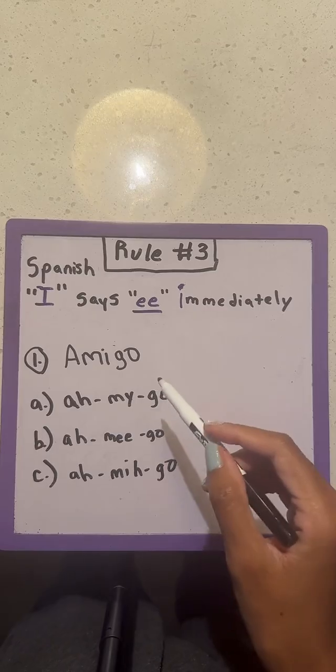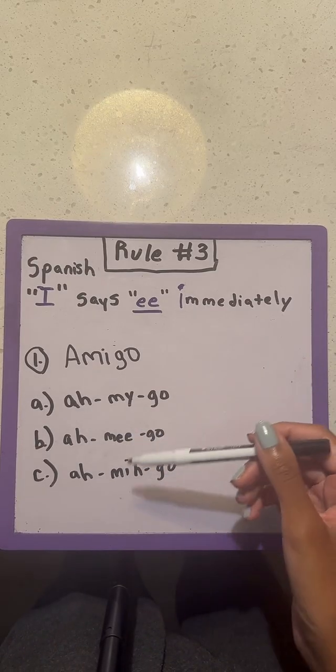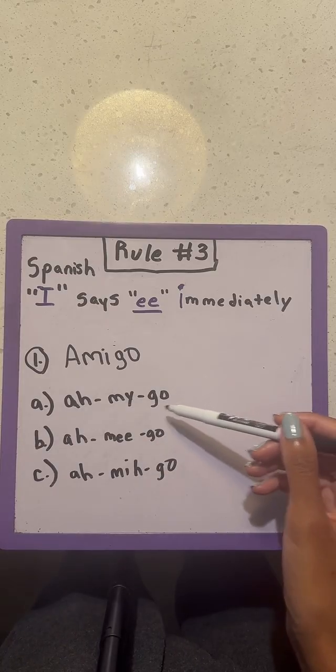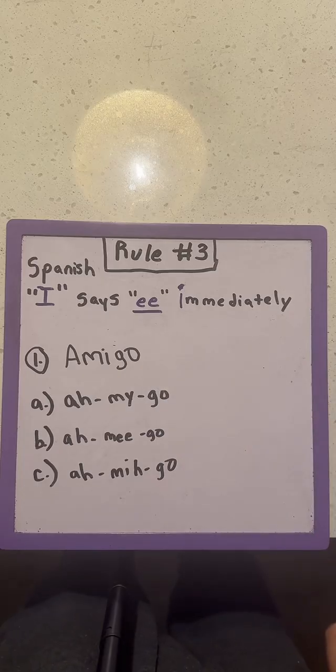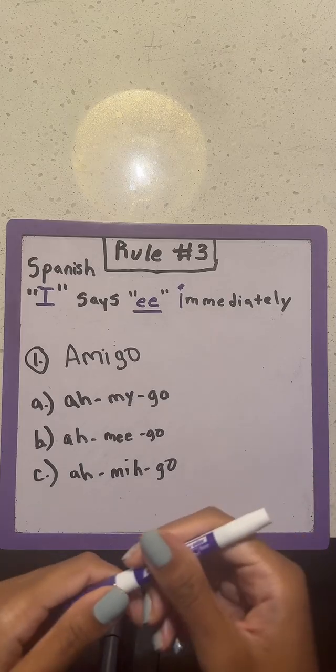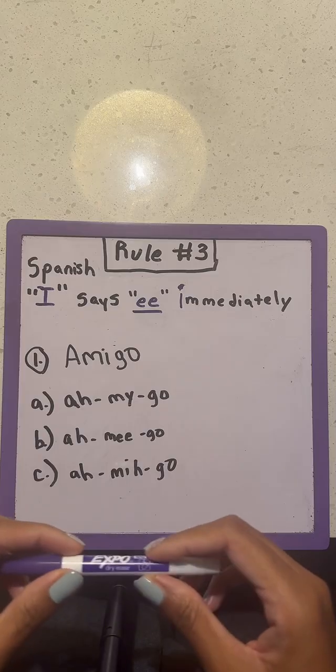Now, let's look at this one. So we have the word amigo. Tell me what is the correct pronunciation. Put A, B, or C. Look at these phonetically pronounced words and put A, B, or C for the right way to say amigo. Okay, so I'm seeing a lot of the same letters here.